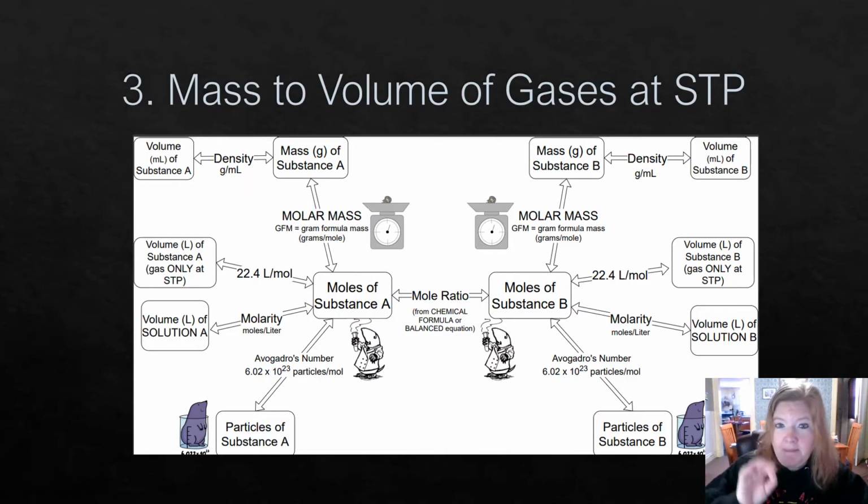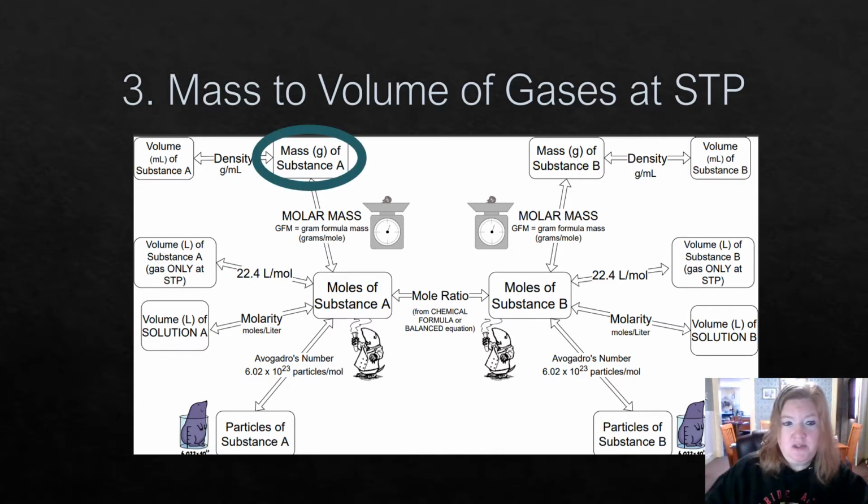All right, let's talk mass to volume of gases when they're at STP. Remember I gave you this beautiful flow chart. Use it. It's a great resource. I'm starting with mass, and I have a gas, and I need to get to right here. I want to know its volume.